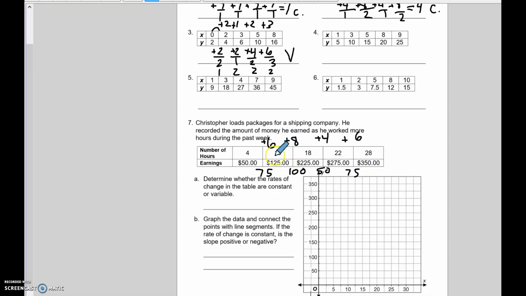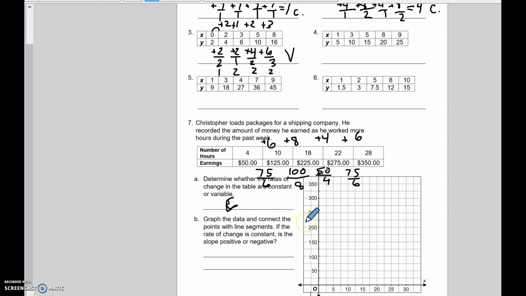Okay, now what I'm going to do is divide these. 75 divided by 6, 100 divided by 8, 50 divided by 4, and 75 divided by 6. So you need to divide all those and see if they're the same answer or different. So you guys pause the video and see if they're the same or different. If they're the same, it's constant. If they are different, it's variable. So you guys try that. Pause the video. Alright, I divided all of these, and the answer each time was 12.5. So this is constant. So I'll just put a C because it's hard for me to write here.